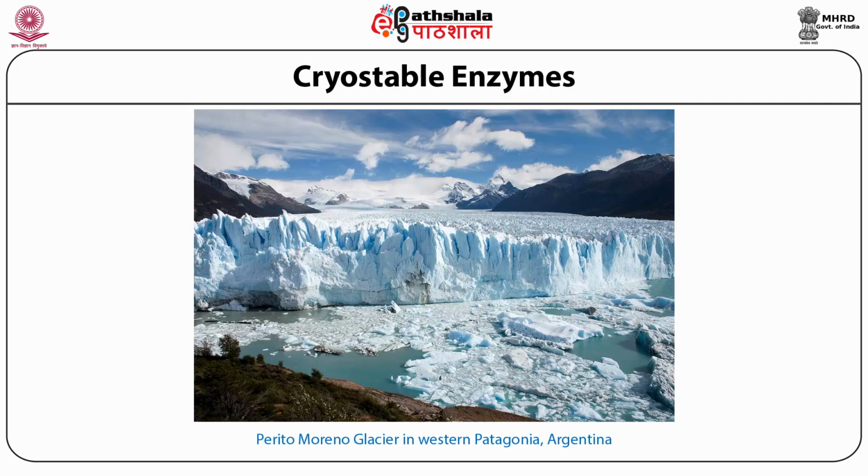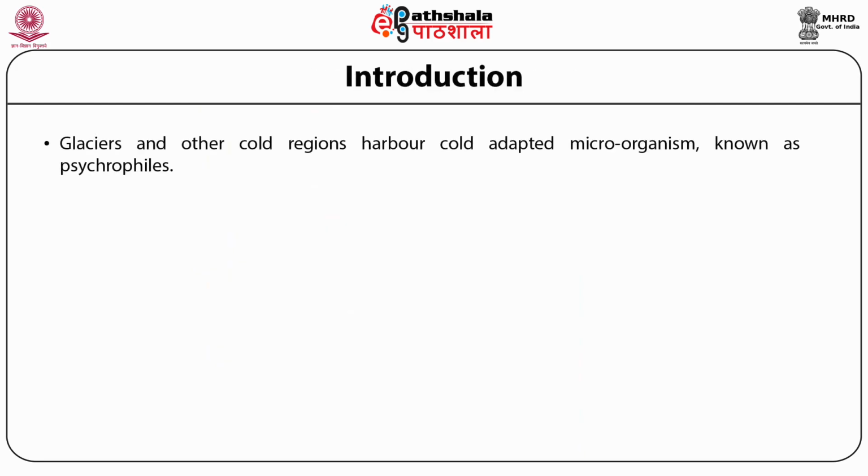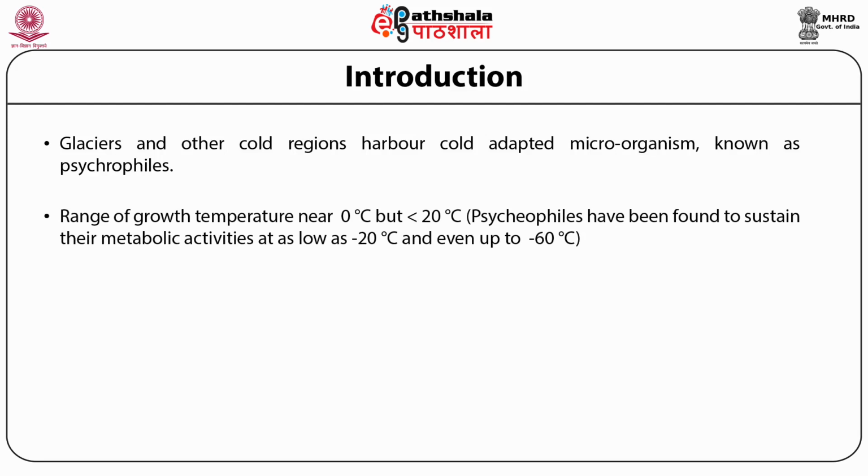And the biochemical reactions, and therefore the activity of the enzymes, is related to that temperature. So to begin with, the introduction of psychrophiles, which live in glaciers or other cold regions of the world, the temperature range of these enzymes is 0 degrees but lower than 20 degrees. And as I told already, the temperature might go as low as -20 or -60 degrees.